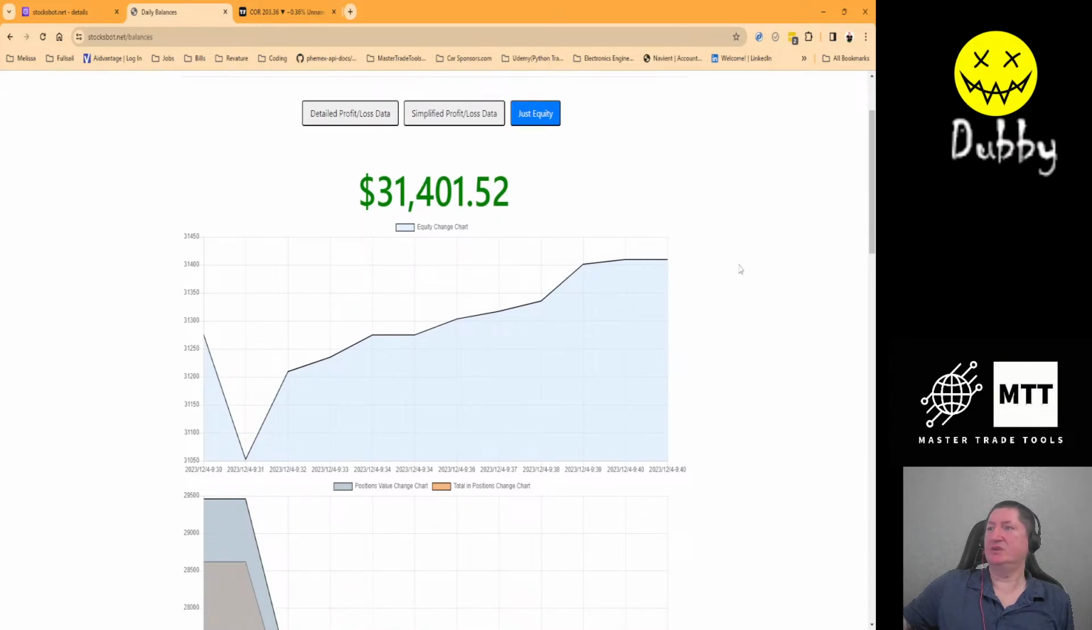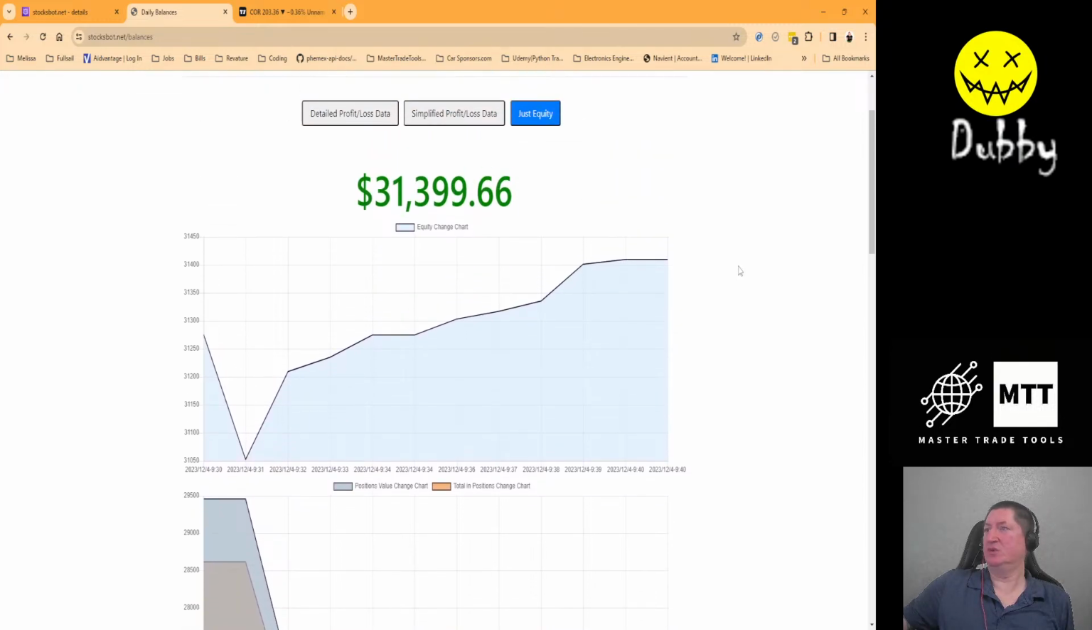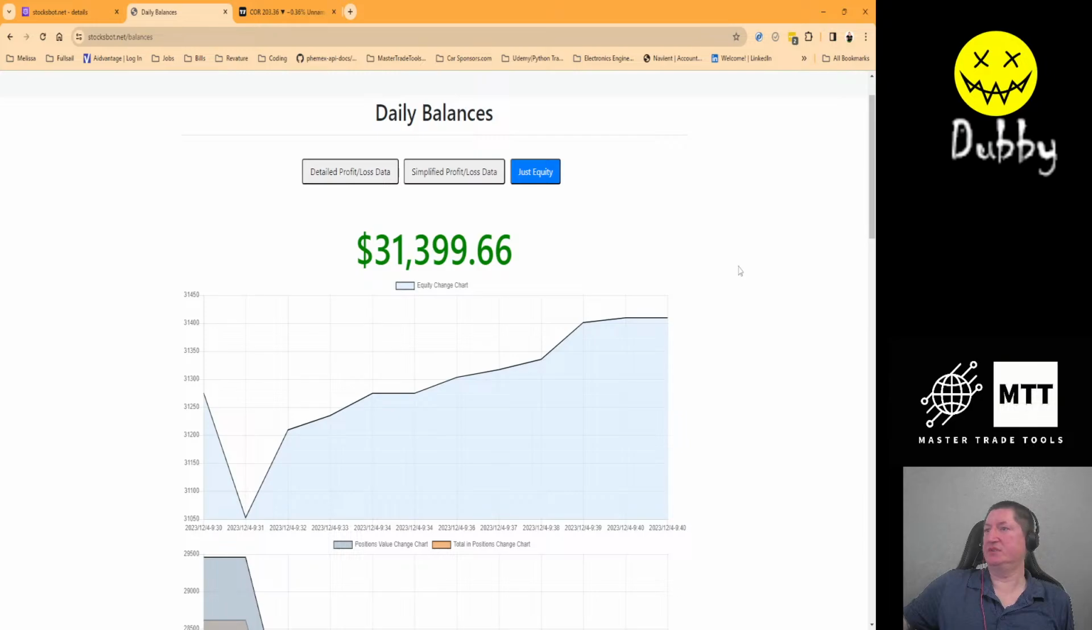I'm surprised it's doing this after last week was a really great week. Expected more of a retracement in some of our positions, but it doesn't look that way.